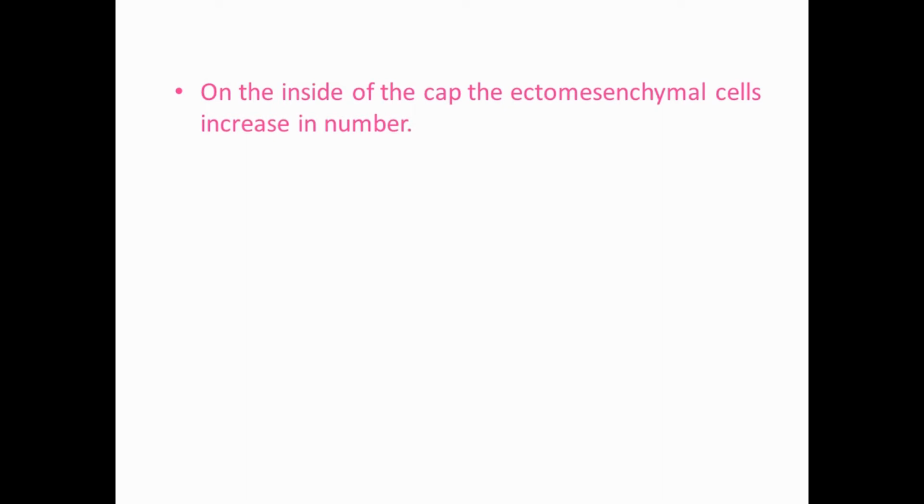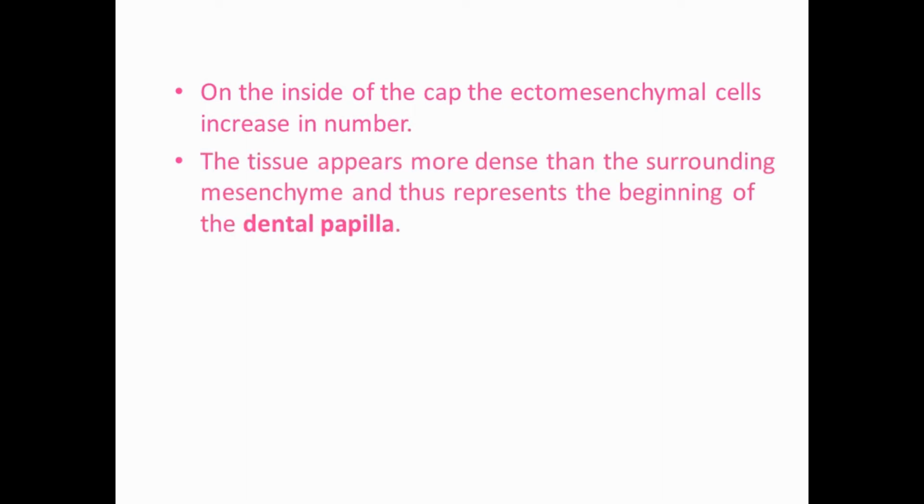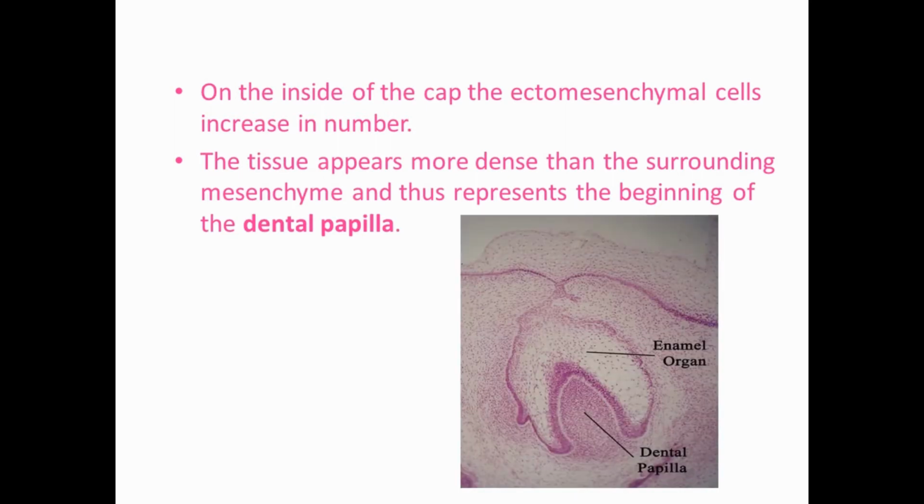On the inside of the cap, the ectomesenchymal cells increase in number. The tissue appears more dense than the surrounding mesenchyme, and thus represents the beginning of the dental papilla. As shown here in the diagram, the upper part is the enamel organ and inside it is the dental papilla. So when this enamel organ forms a cap shape, the cells inside it grow in number and they represent the beginning of the dental papilla.